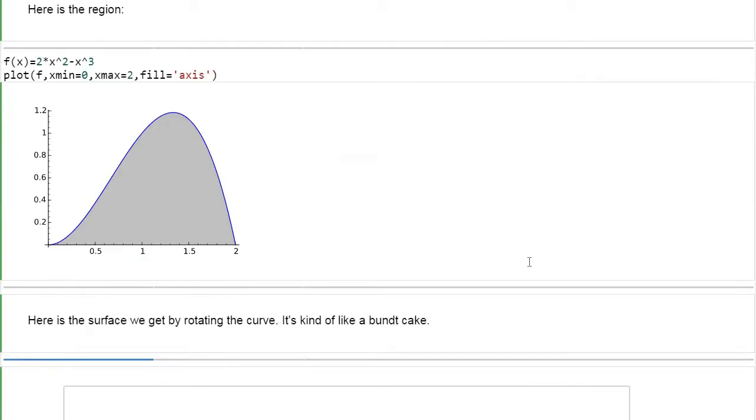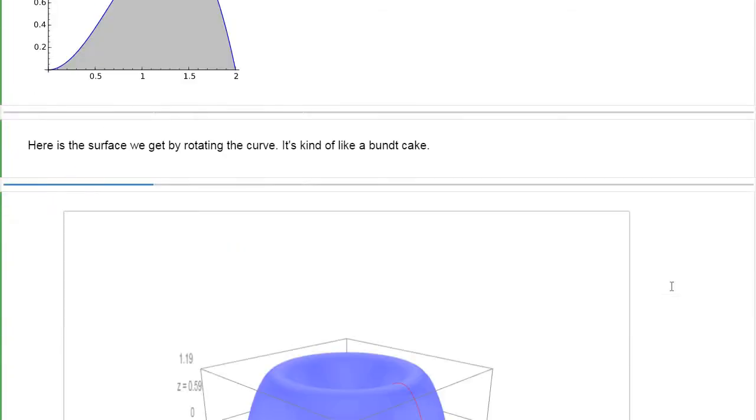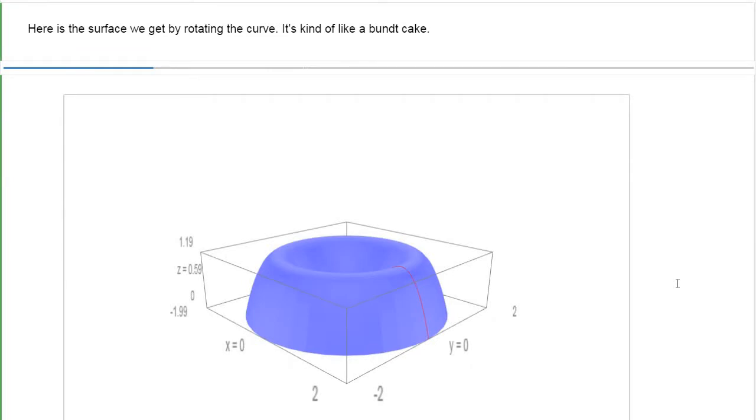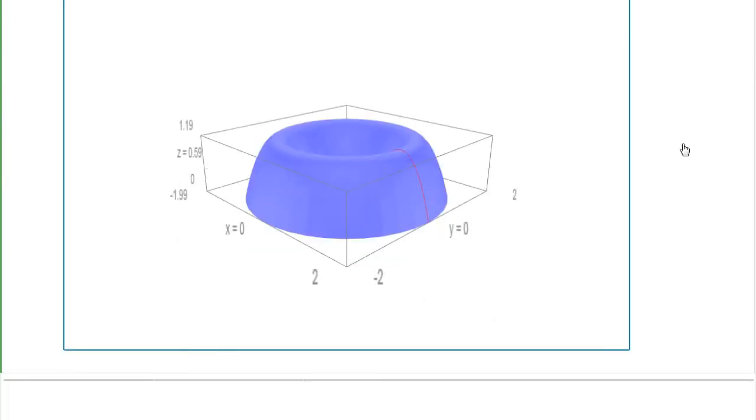And so there's a different kind of approach here. Let's look at the 3D picture. Now again, I'm not going to manipulate this because my computer will freak out, but you can click and drag and rotate it around and look at it from different angles if you want to. It's kind of like a bundt cake.